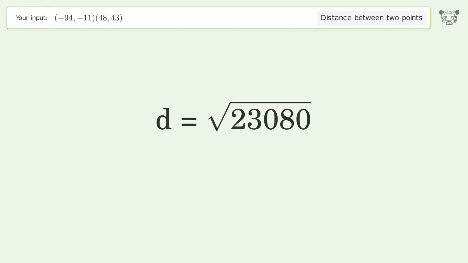And so the distance between the 2 points is the square root of 23,080, or 151.921.